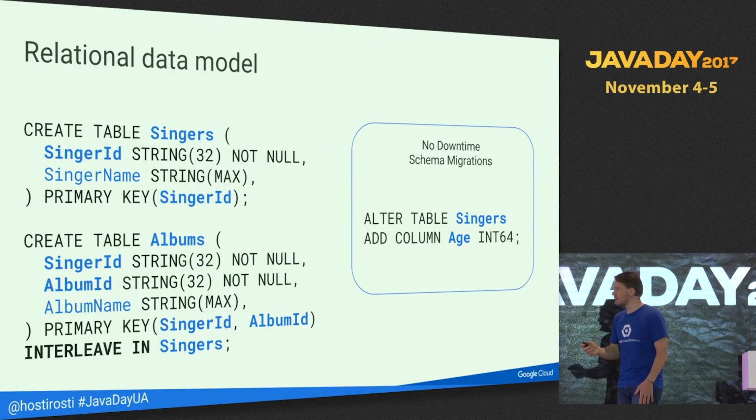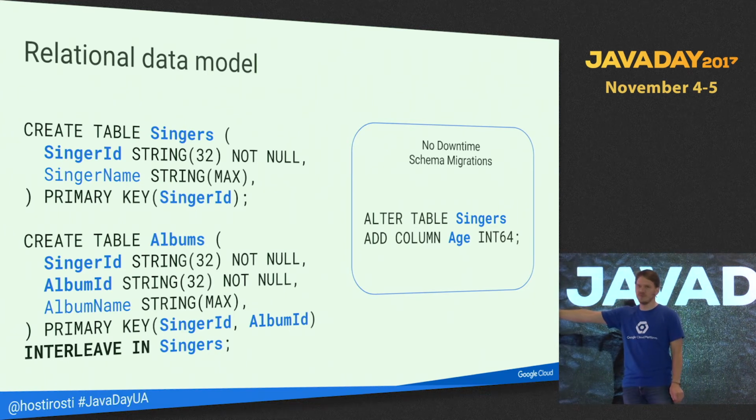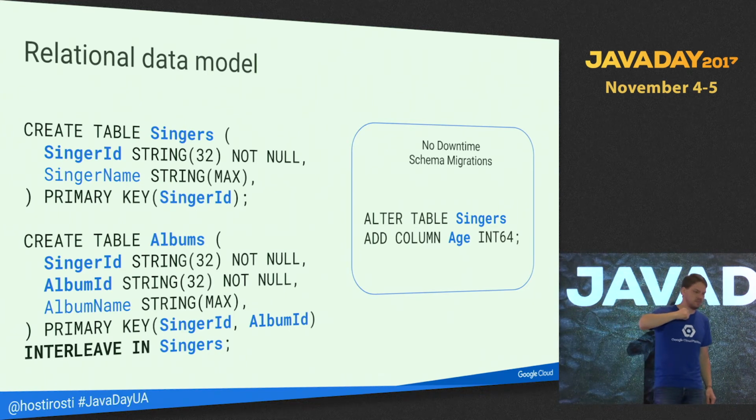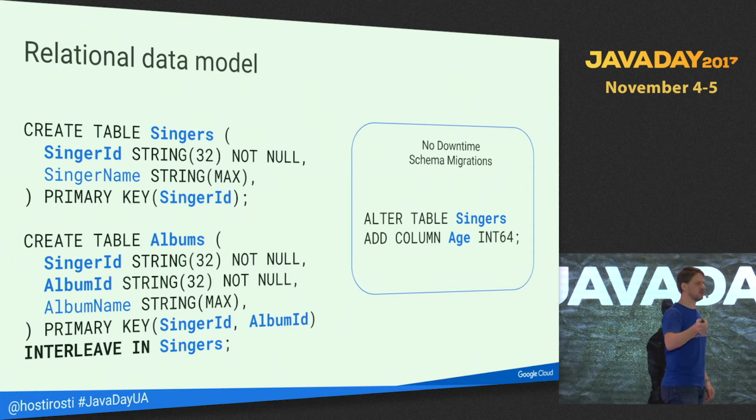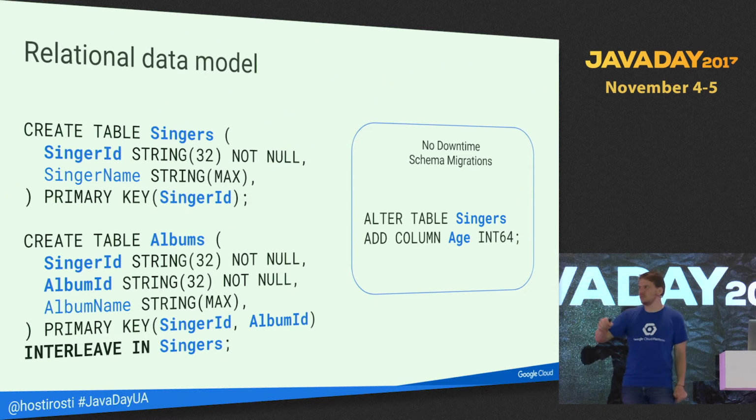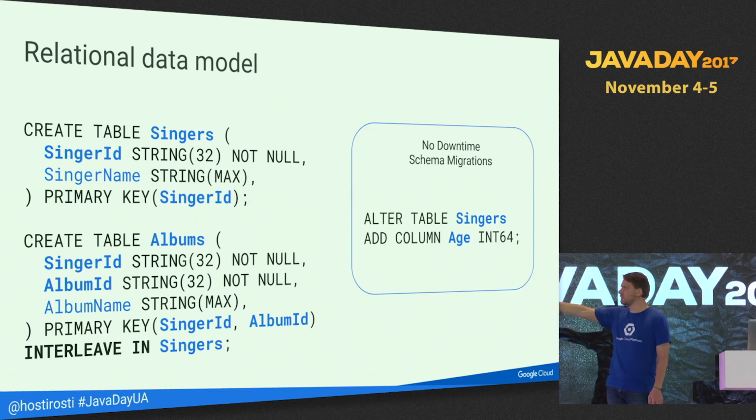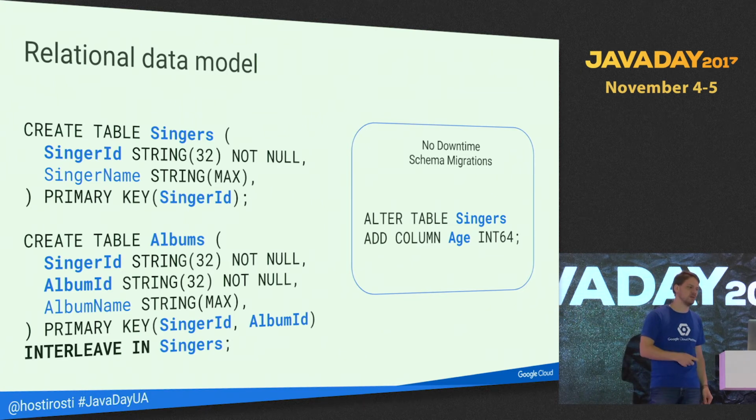Now, how does it look in SQL? We basically have a statement where we call interleave in, and that tells Spanner to interleave the child table into the parent table. Now, there's one constraint to it. You need to share the primary key. So in our singers table, our primary key was singer ID, and you need to lead with this primary key in your child table to be able to interleave.